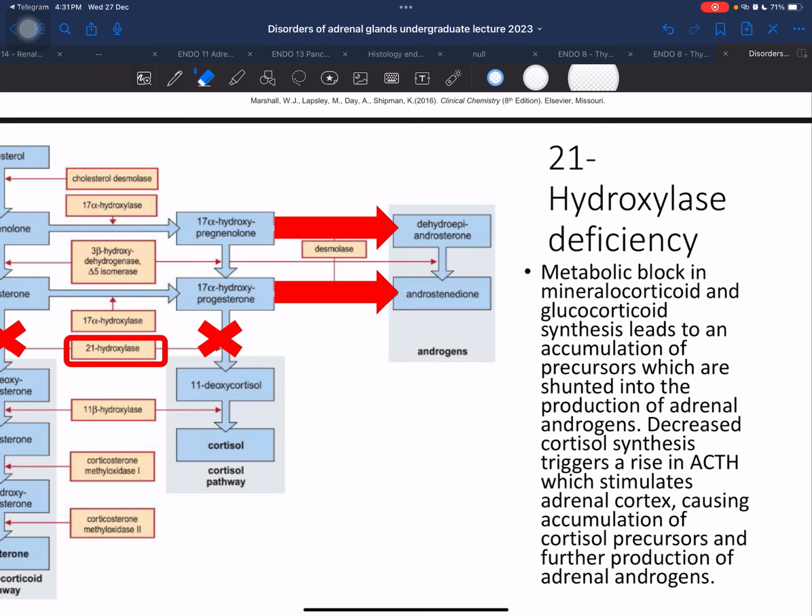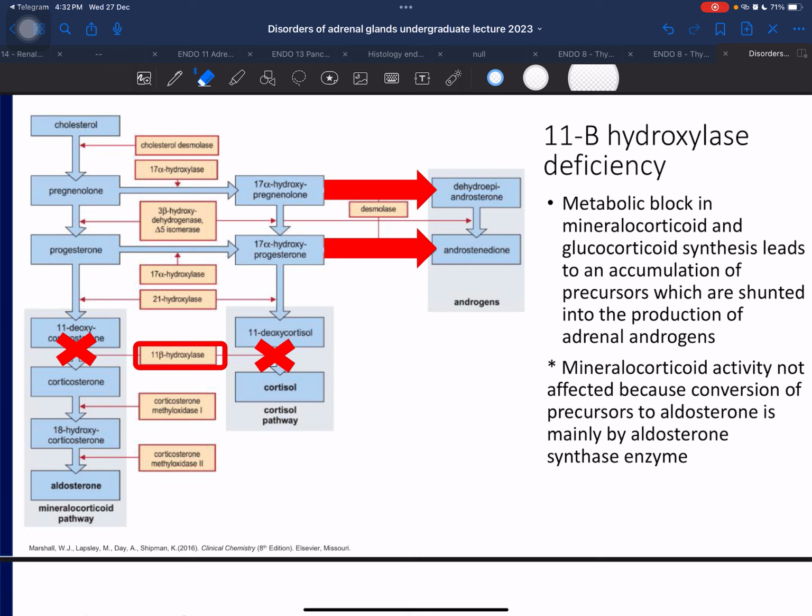The second most common, which accounts for 5%, is your 11-beta-hydroxylase deficiency, right? So the effect of the enzyme is down here. The patient cannot go down to make aldosterone. The end product is 11-deoxy only, 11-deoxycorticosterone.